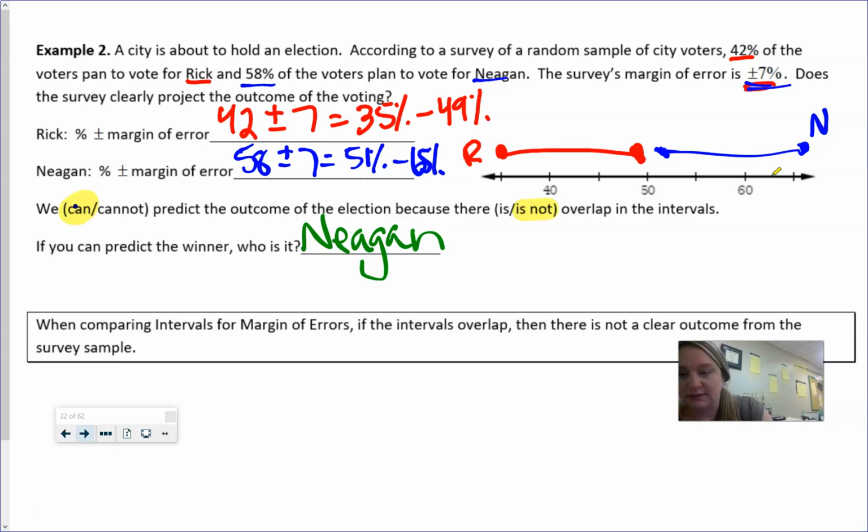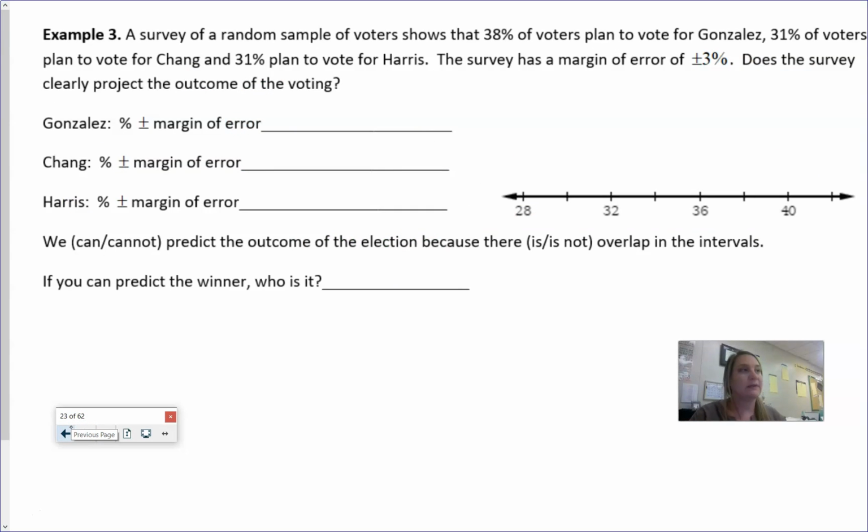Let's do another one. Here we go, example 3, and then you're going to do one after this. So we have 3 different ones this time. A survey of random sample voters shows 38% of voters plan to vote for Gonzalez, 31% plan to vote for Chang, and 31% plan to vote for Harris. The survey has a margin of error of positive and negative 3%. Can we project a clear outcome of the voting? So let's see what happens.